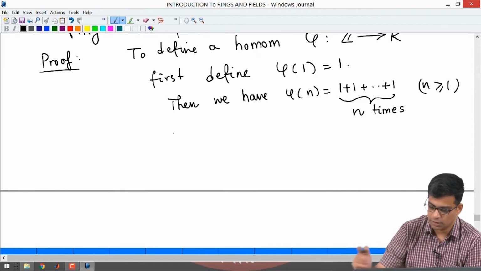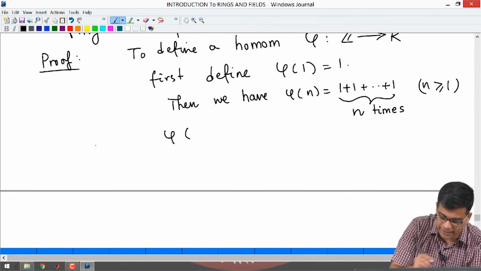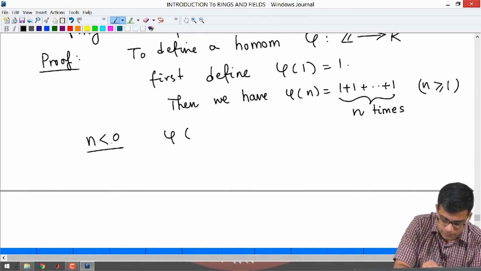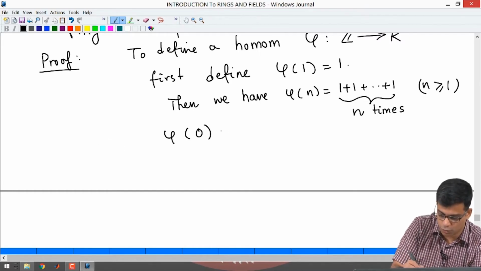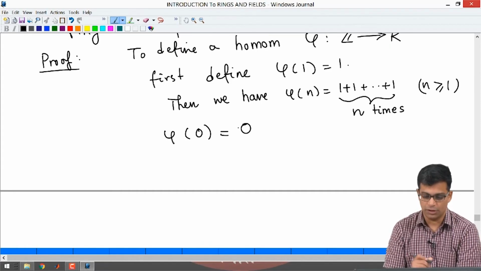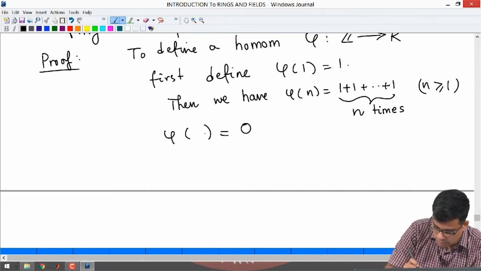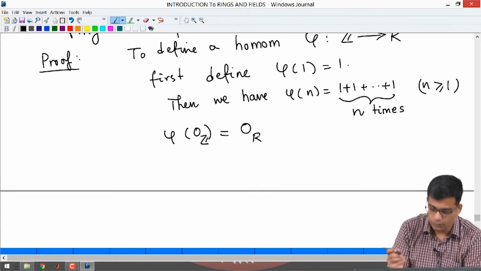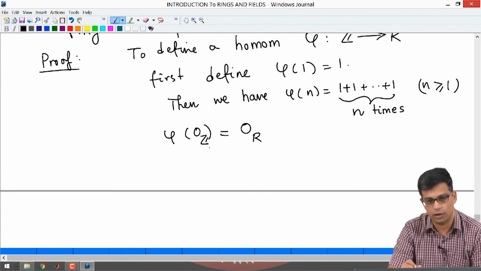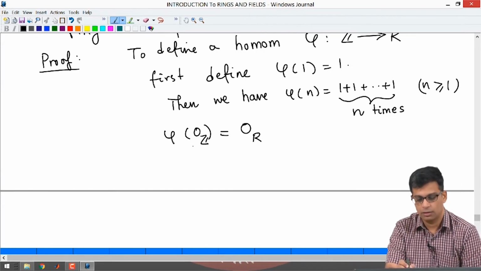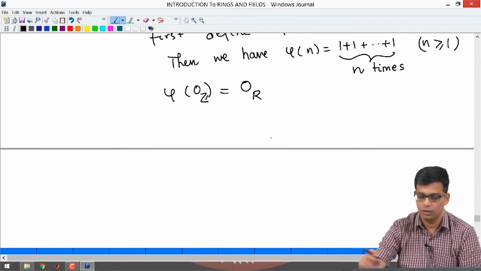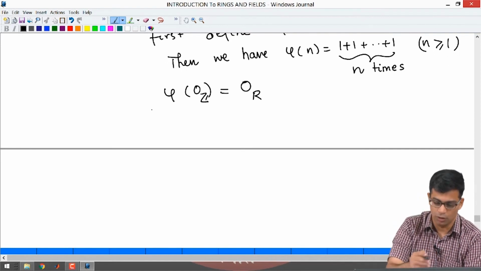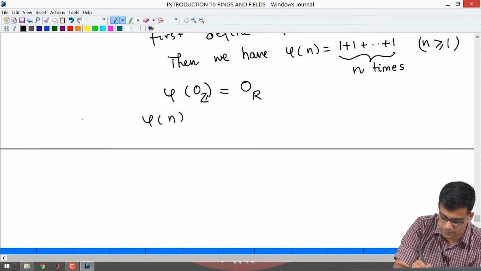Okay. And what about phi of negative integers? First of all, if n equals 0, what should it be? I will simply define it to be 0. Again, 0 here stands for two different zeros. 0 of the integers will be denoted by 0 sub Z, that must go to 0 sub R. Now, I have defined phi for positive integers and 0. What will it be for negative integers?